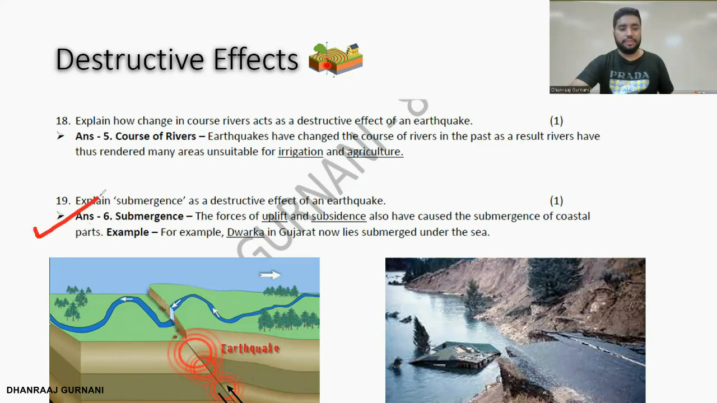Sixth one, submergence. The forces of upliftment and submergence have also caused submergence of coastal areas. Example, Dwarka in Gujarat now lies submerged under the sea. Here is an image of submergence. The place they have given you in the syllabus is Dwarka in Gujarat, which lies now submerged under the sea.